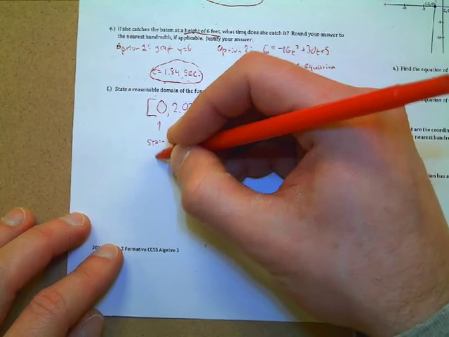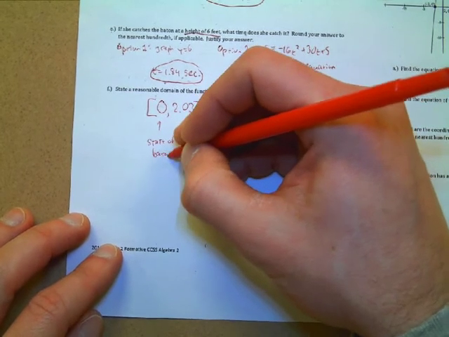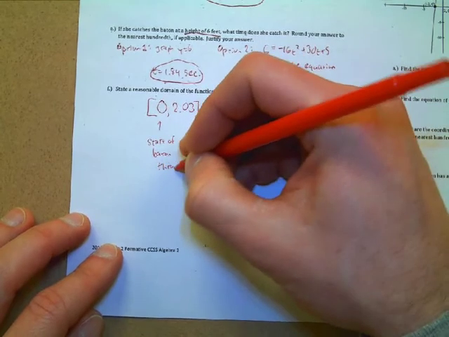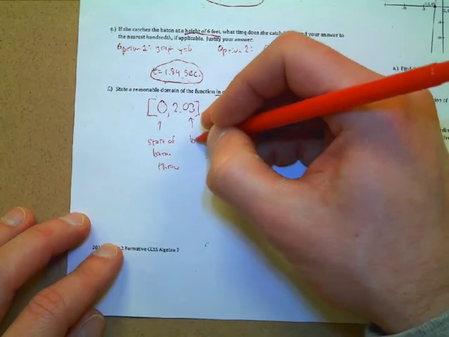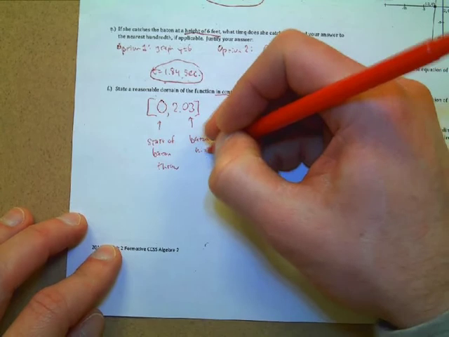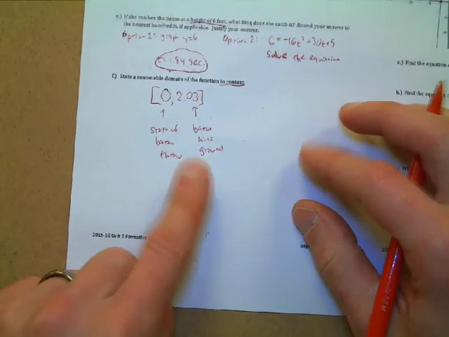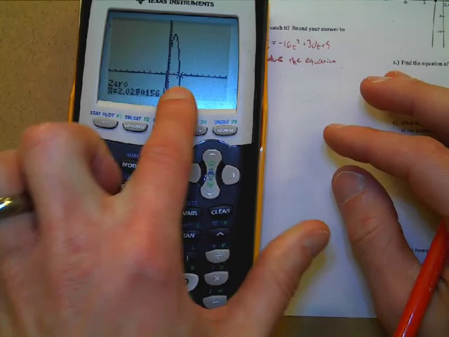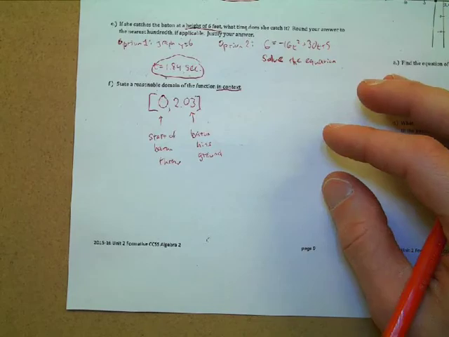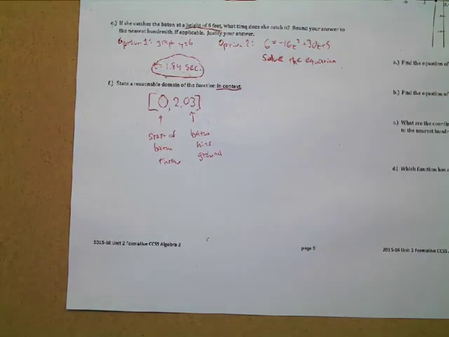Start of baton throw. Baton hits ground. And you don't need to write that. I'm just saying, that's where it makes sense, right? We would not want to talk about a negative height for the baton, because again, the baton's not going to go underground, right? It's going to hit the ground and stop. Okay?